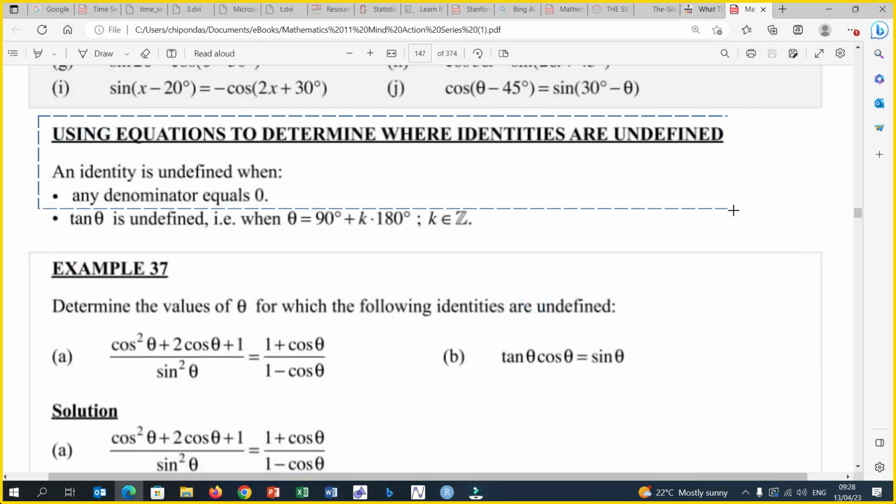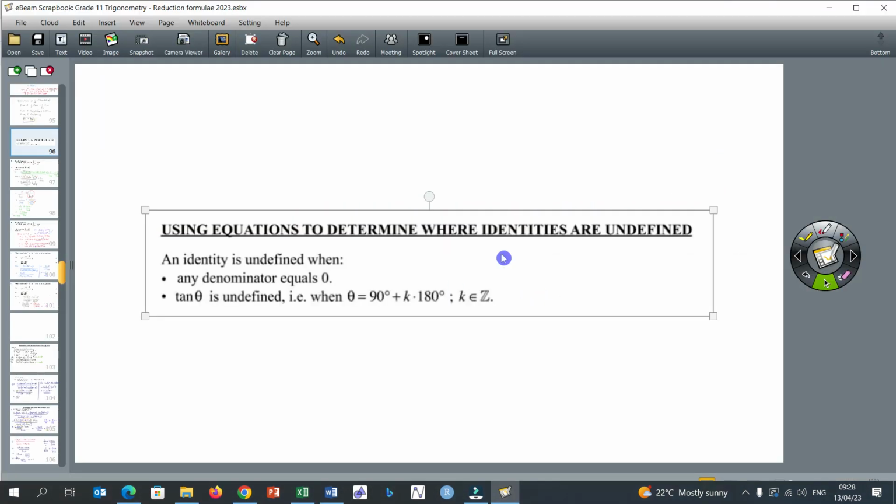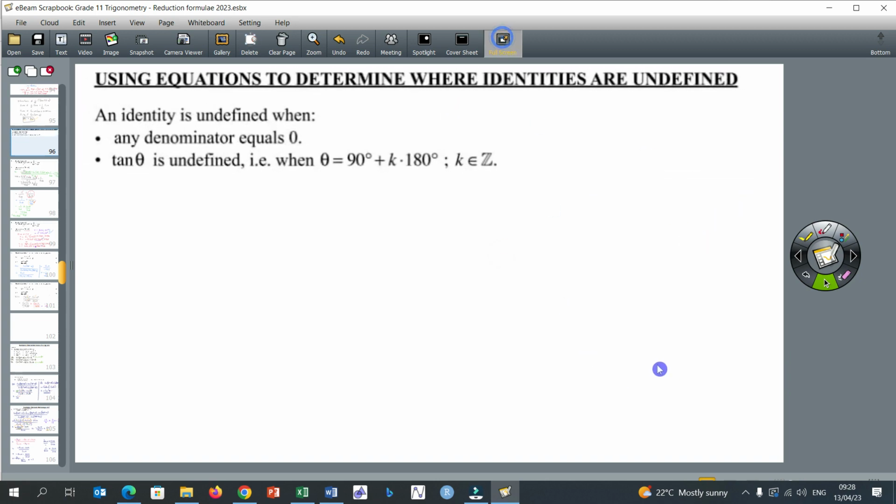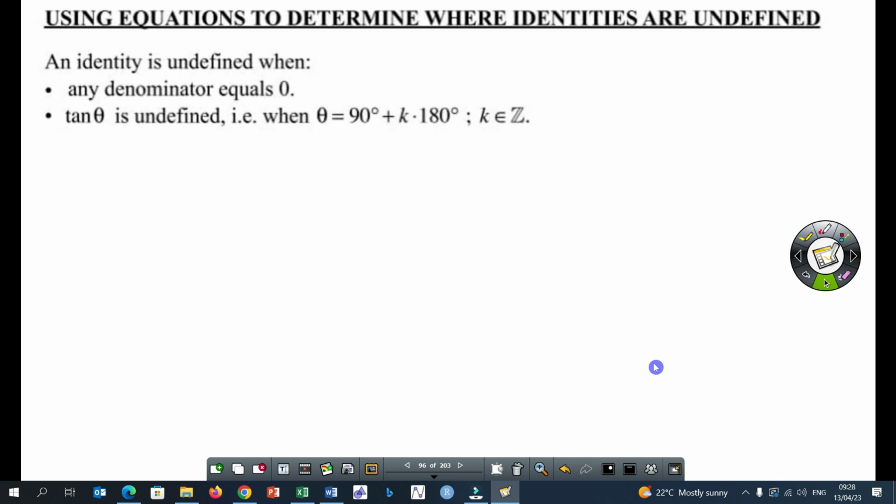So if you want the identity to be undefined, the denominator has to be 0. Or any one of the denominators, either on the left or right, has to be 0. Now, that's one case. We also have cases where, if you have tan in the identity, tan is undefined for all multiples of 90 degrees plus 180 degrees. What do I mean there?